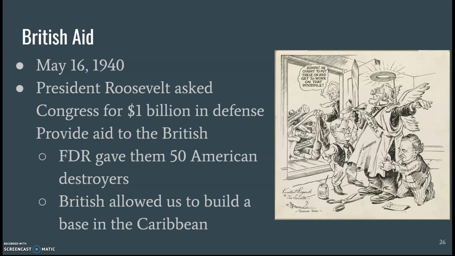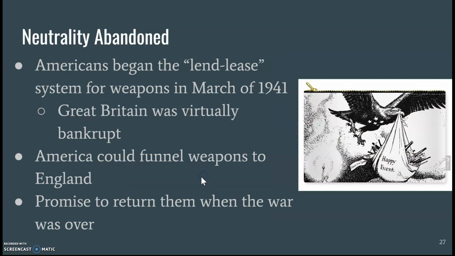We give $1 billion to the British in this aid. But you see how we're talking about all of these things that we want to do and looking great and everything, but you still got some work to do out here, okay? We officially banned neutrality when we begin the Lend-Lease system when Great Britain was bankrupt, and we could funnel weapons into England on the premise that they would return them when the war is over. Okay, I don't know about you guys, but I do know that you cannot reuse a bullet once you shoot it. You cannot reuse a grenade once it explodes. So this is our idea that we can help out Great Britain because they're going to give everything back to us.